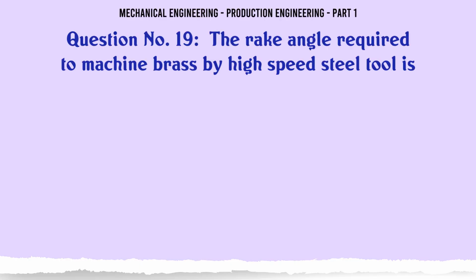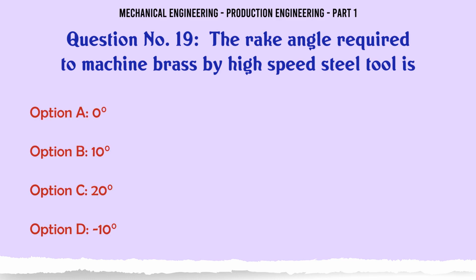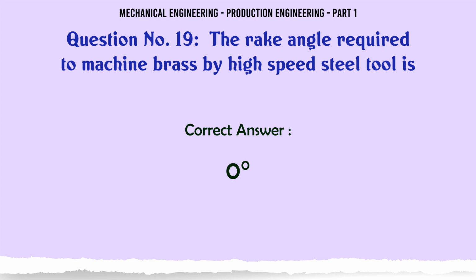The rake angle required to machine brass by high-speed steel tool is A. 0, B. 10, C. 20, D. 10. The correct answer is 0.